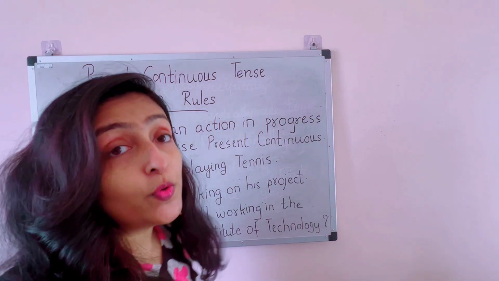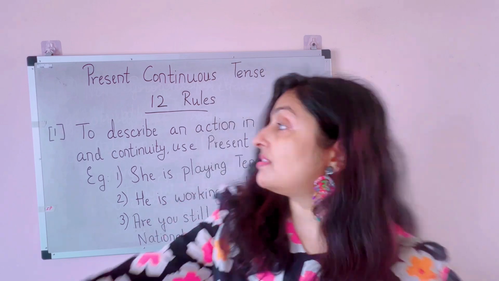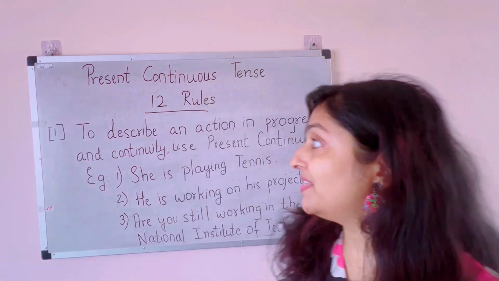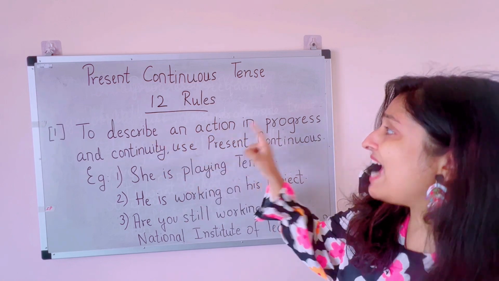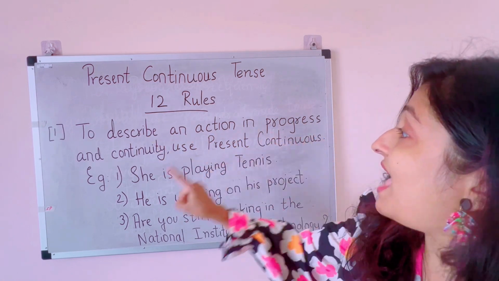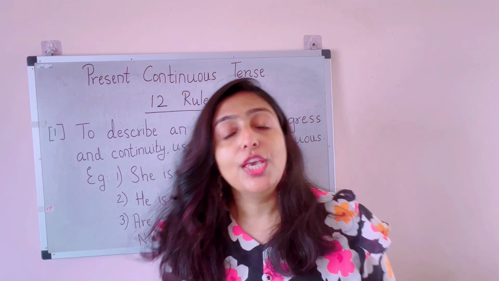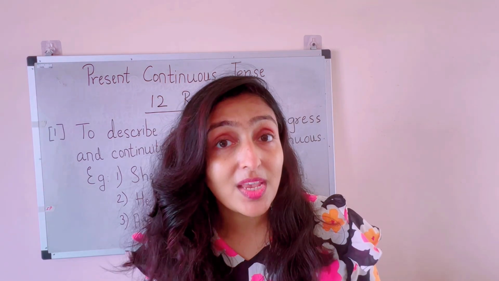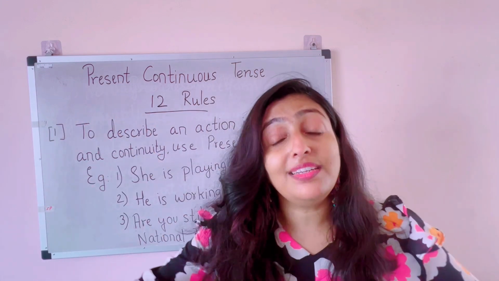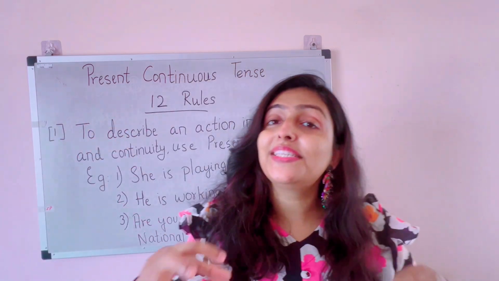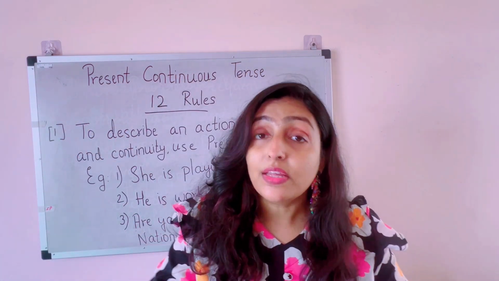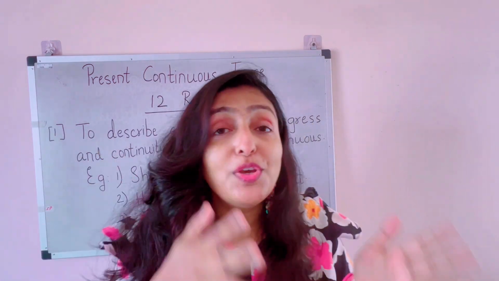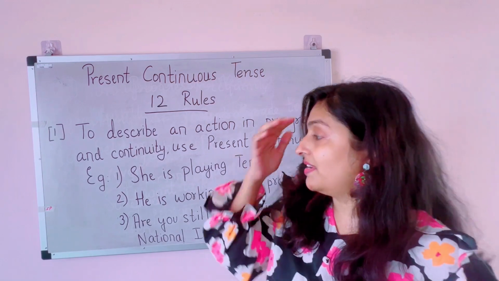So let's begin. Uses of present continuous tense, 12 rules. The first rule says, to describe an action in progress and continuity, you can use present continuous tense, which means an action is happening right at the moment when the speaker is speaking. So you have no option but to use present continuous tense.